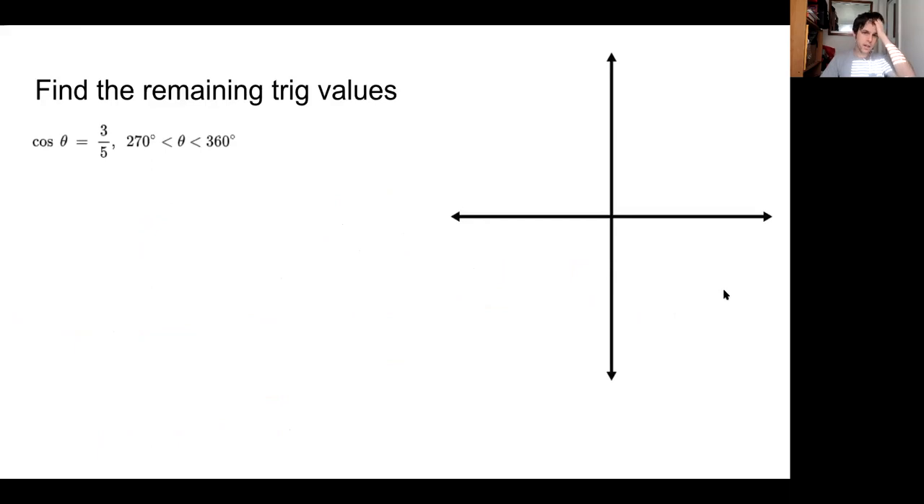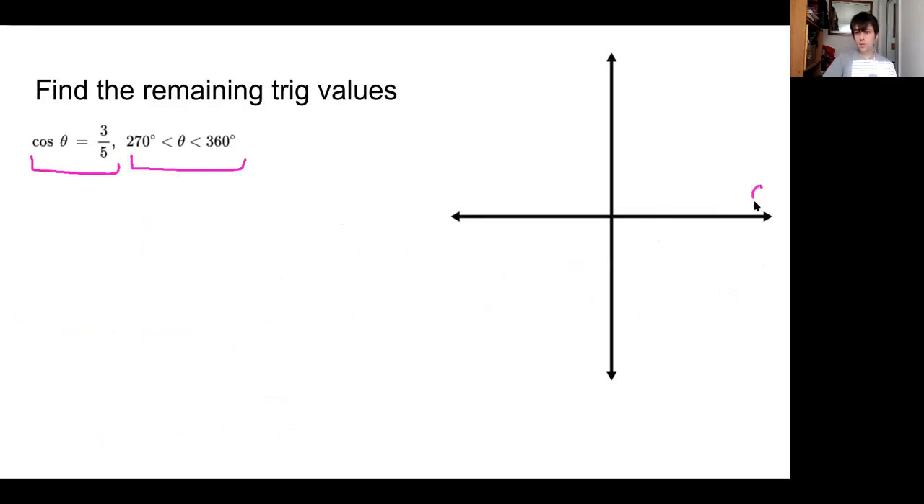Next step here is a little more complicated. We're going to involve the process of finding the quadrant that we were dealing with before into what we were just doing with the identities. So here we know the cosine of a particular angle, and we also know that the angle is between 270 degrees and 360 degrees.